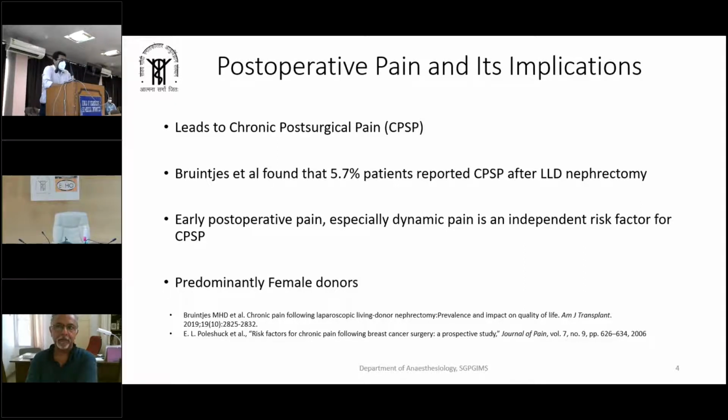Adding to the risk profile, few studies have identified female gender also as a risk factor. So, most of our donors in our institute are females. Majority of them are females. So, our voluntary kidney donors are at increased risk of chronic post-surgical pain. Hence, we need to manage their acute post-operative pain pretty well.